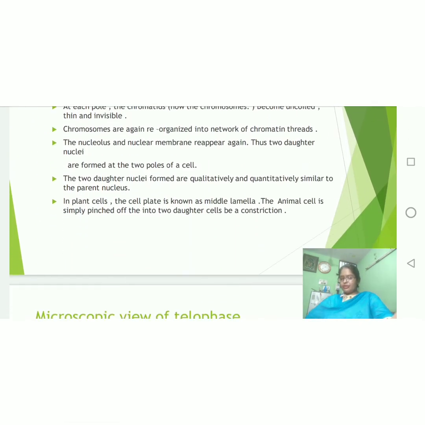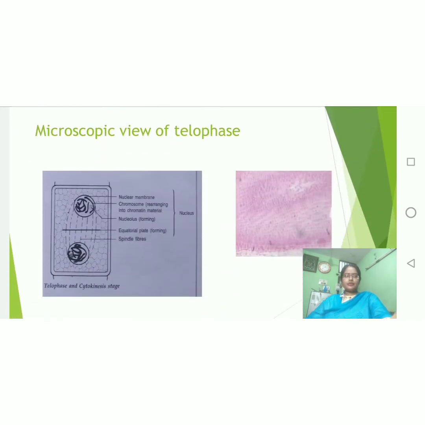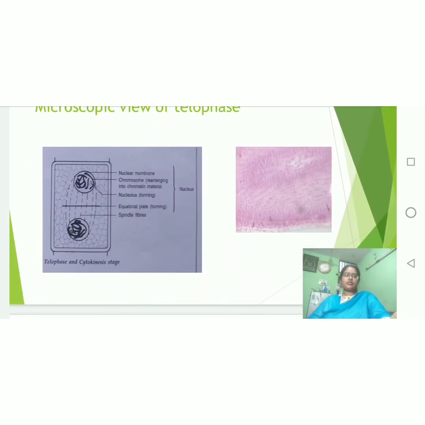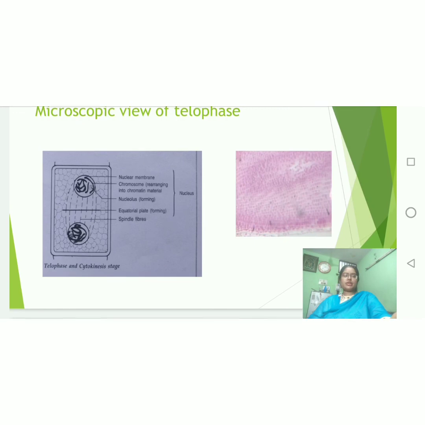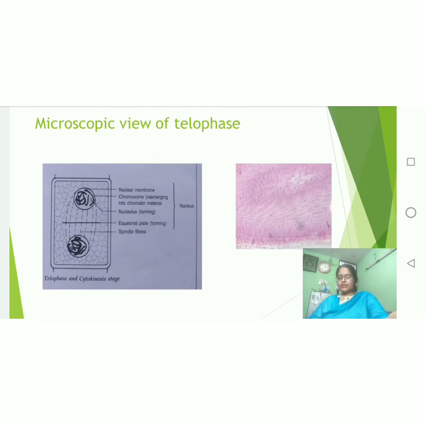Now we are moving towards the telophase. This is the diagrammatic representation of telophase as well as the microscopic representation. Here the two nuclei are formed. At each pole, the chromosomes become uncoiled, thin and invisible. The chromosomes are again reorganized into a network of chromatin threads. The nucleolus and nuclear membrane reappear. Then the two daughter nuclei are formed at the two poles of the cell.